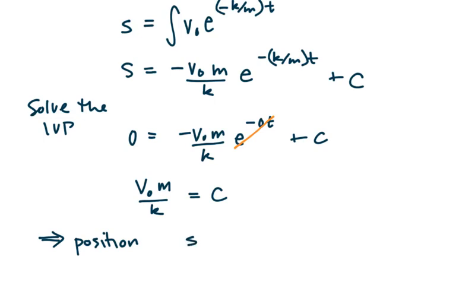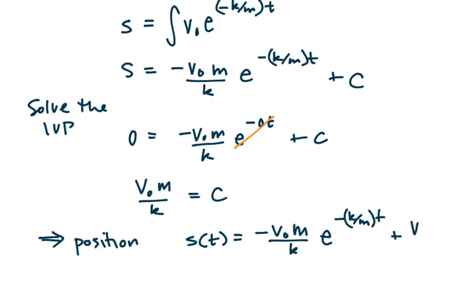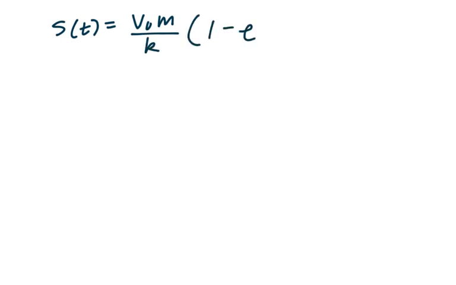So we can develop a position function, which would be s of t equals negative v sub 0 m over k e to the negative k over m t plus that c value, v sub 0 m over k. And at this point, we can factor out that common factor. So I'm going to skip to the next page and rewrite our position function. S of t equals v sub 0 m over k, and we have 1 minus e to the negative k over m t.